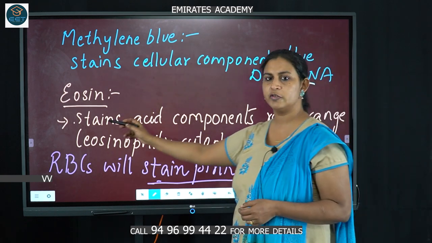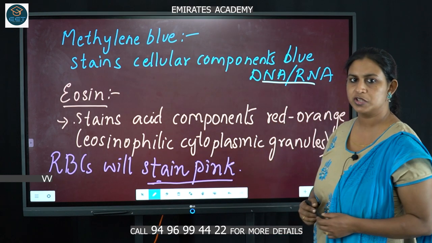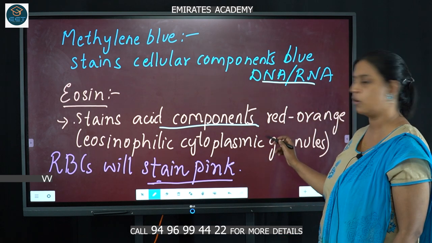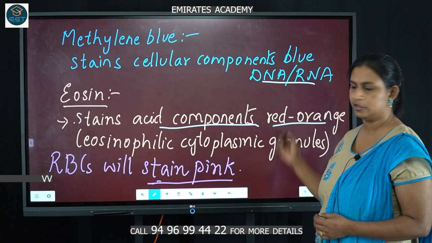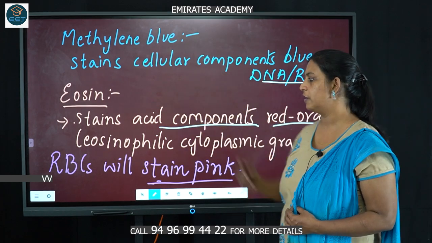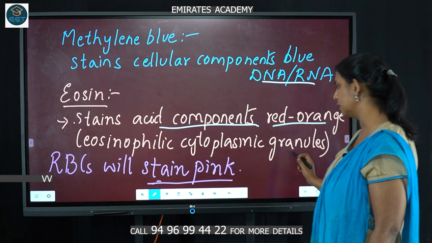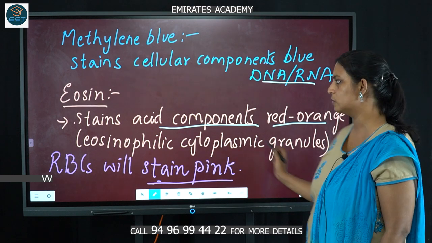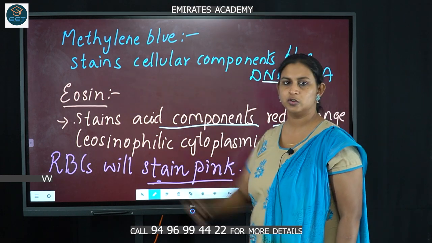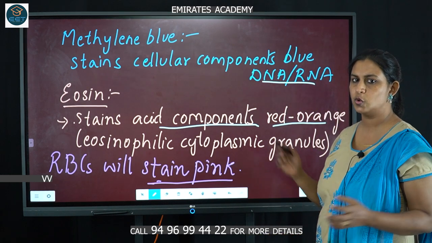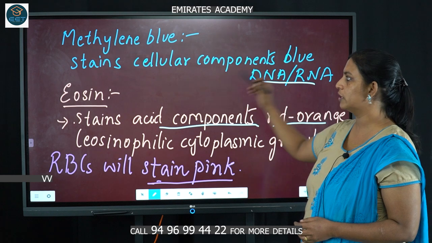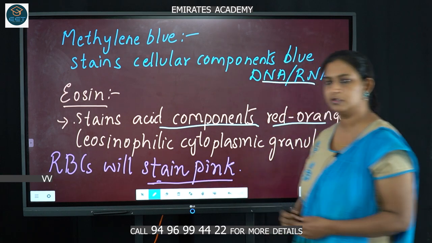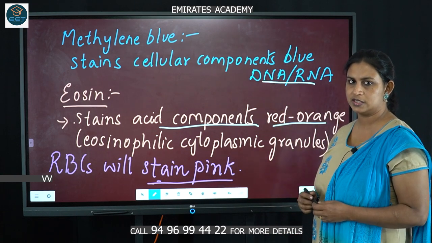Whereas the eosin part of the Romanowski stain will stain acid components, red to orangish color. And eosinophilic cytoplasmic granules of the cells will be stained by eosin stain, so they will take up the color between red to orange. Then methylene blue will color the cellular components blue. RBCs will get a slight pink color by using this Romanowski stain.